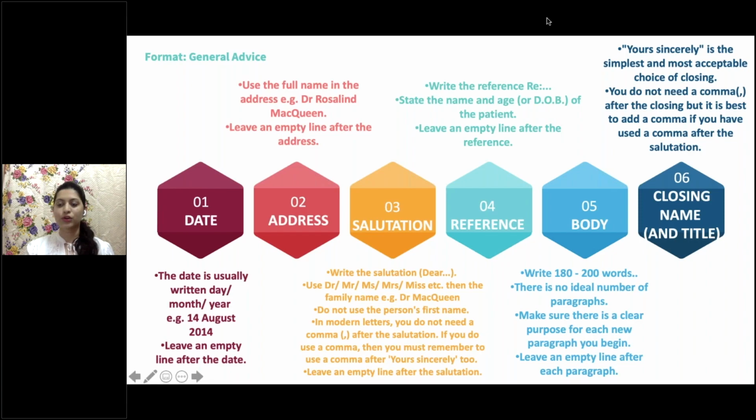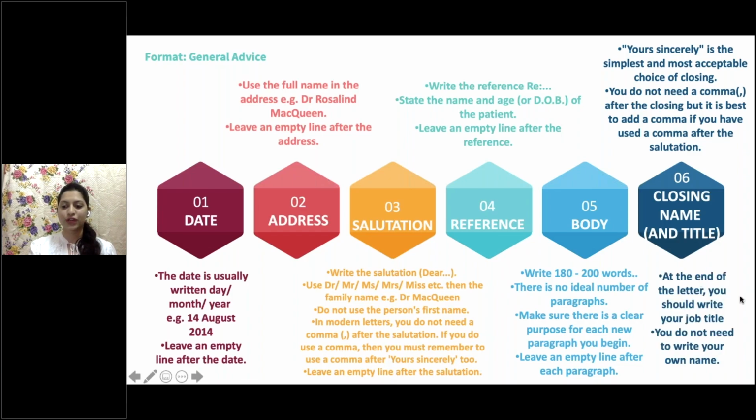Closing, so yours sincerely is the simplest and the most acceptable choice of closing. Again, as I mentioned, if you have used a comma here after your salutation, you use a comma after your sincerely. Otherwise, you don't. And at the end of the letter, you should write your job title, and it's your wish if you want to put your name or you don't want to put your name. So basically, you put your name and then your designation.